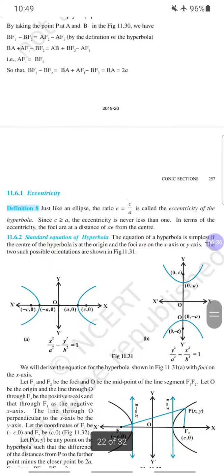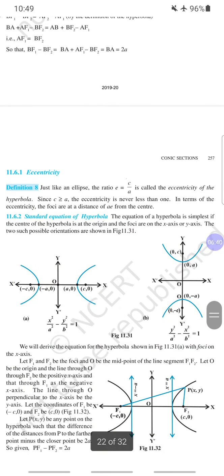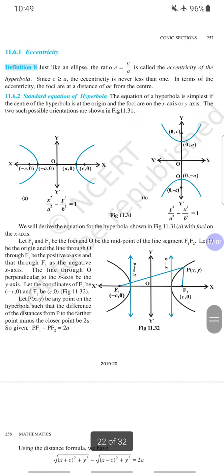Now let's come to eccentricity. We have already studied eccentricity in the ellipse also: eccentricity is equal to c by a, and in this case c will always be greater than or equal to a. So in this case, eccentricity will always be greater than or equal to 1.